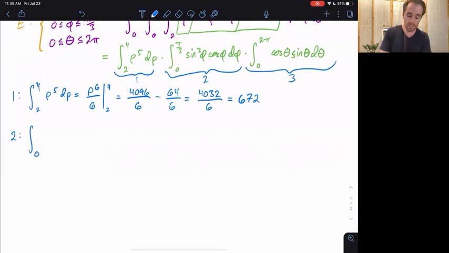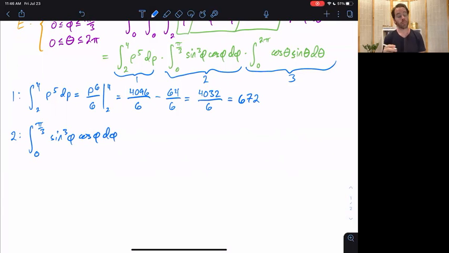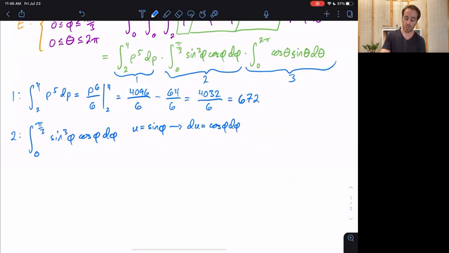Integral from 0 to pi over 3 of sine cubed phi times cosine phi d phi. You may be wondering whether we're going to be doing that trickery with the powers of sine reduced to cosine or whatever. But the fact that we've got a cosine phi multiplied by this means that it's ripe for substitution. So we can say u equals sine of phi. That means that du will be cosine phi d phi.